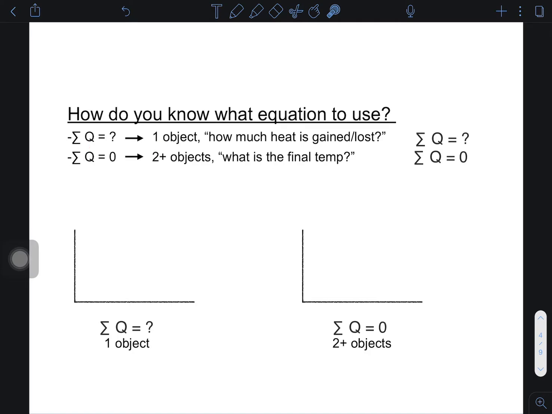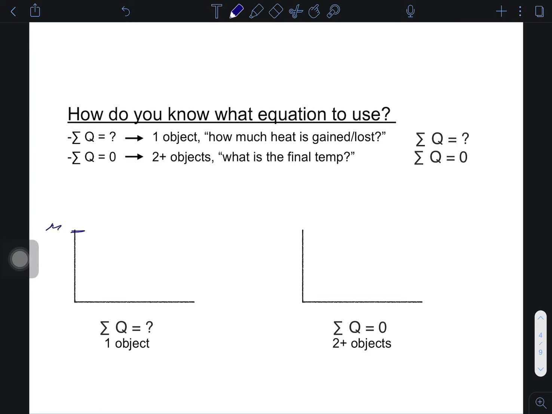If it's one object, we're going to use the sum of all my Q's is equal to question mark, because the question is probably going to be how much heat was gained or lost. However, if it's two or more, that's our thermal equilibrium problem. And that's where we're going to say the sum of all my Q's is equal to 0. Okay? And we're going to be asking, like, what's the final temp? So how do these two look? How are they similar? How are they different?